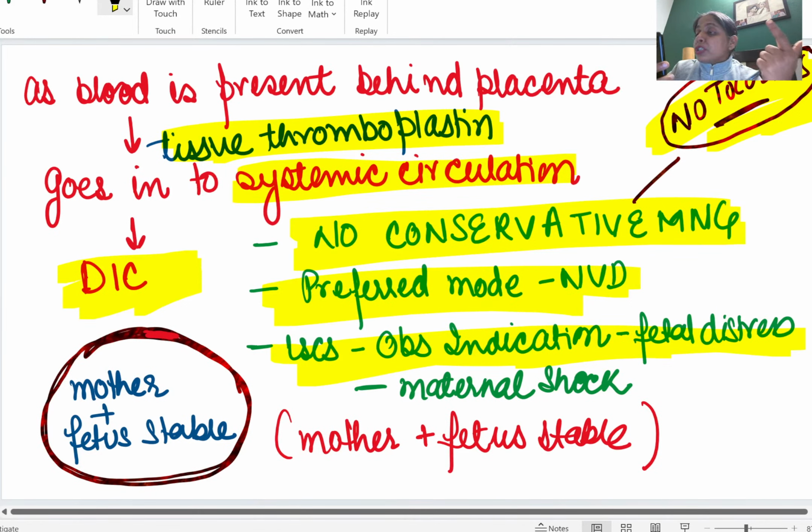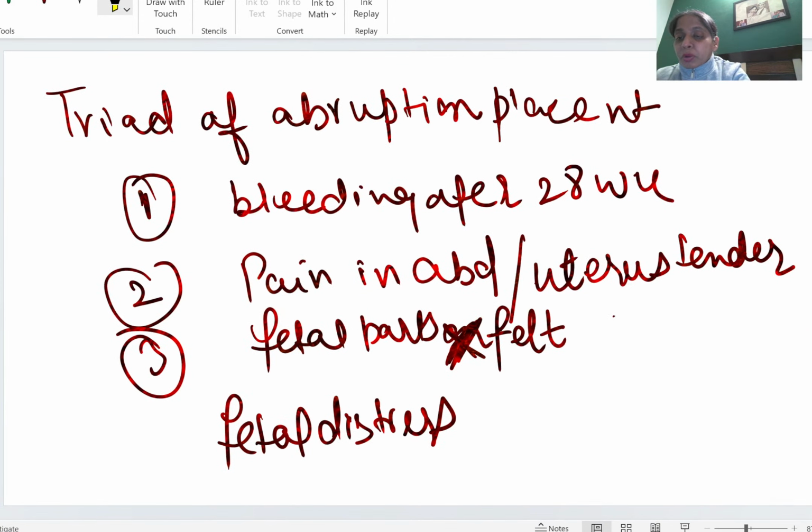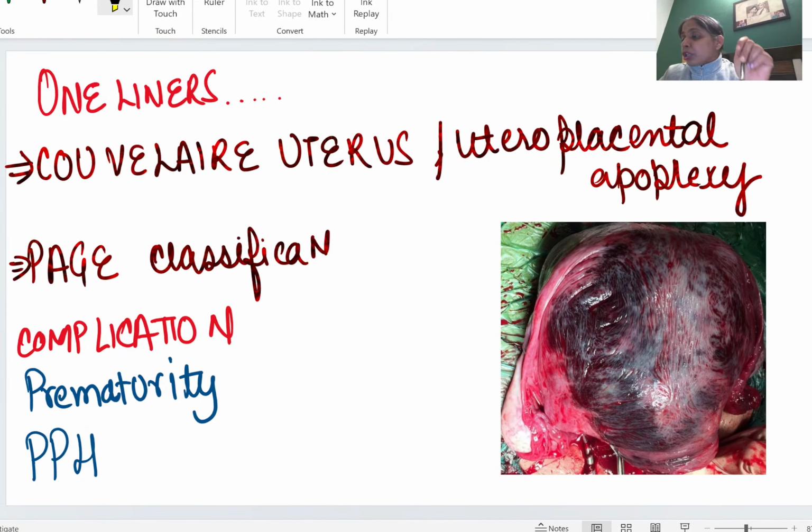What is the most important cause of DIC in obstetrics? The answer is abruptio. And how will you diagnose abruptio placenta? There is a triad. First is bleeding, genital bleeding after 28 weeks. Second is pain in the abdomen or the uterus tender to touch. Third is fetal distress. If these three symptoms are present, the diagnosis is surely abruptio placenta.